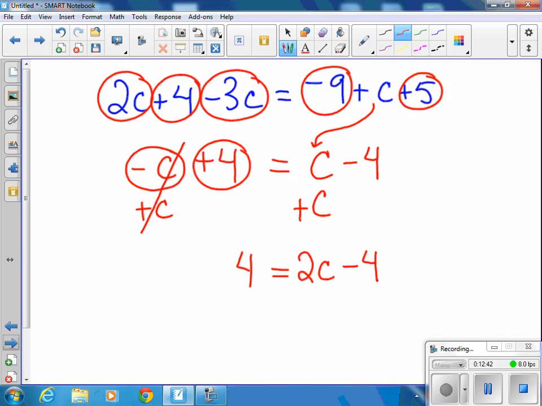Since I need to get rid of the 4, this is a minus 4. That means I'm going to add 4 to this side, which means I'm going to add 4 to the left-hand side. This cancels out, makes my 0. And now I have 4 plus 4 is 8. Is equal to 2c.